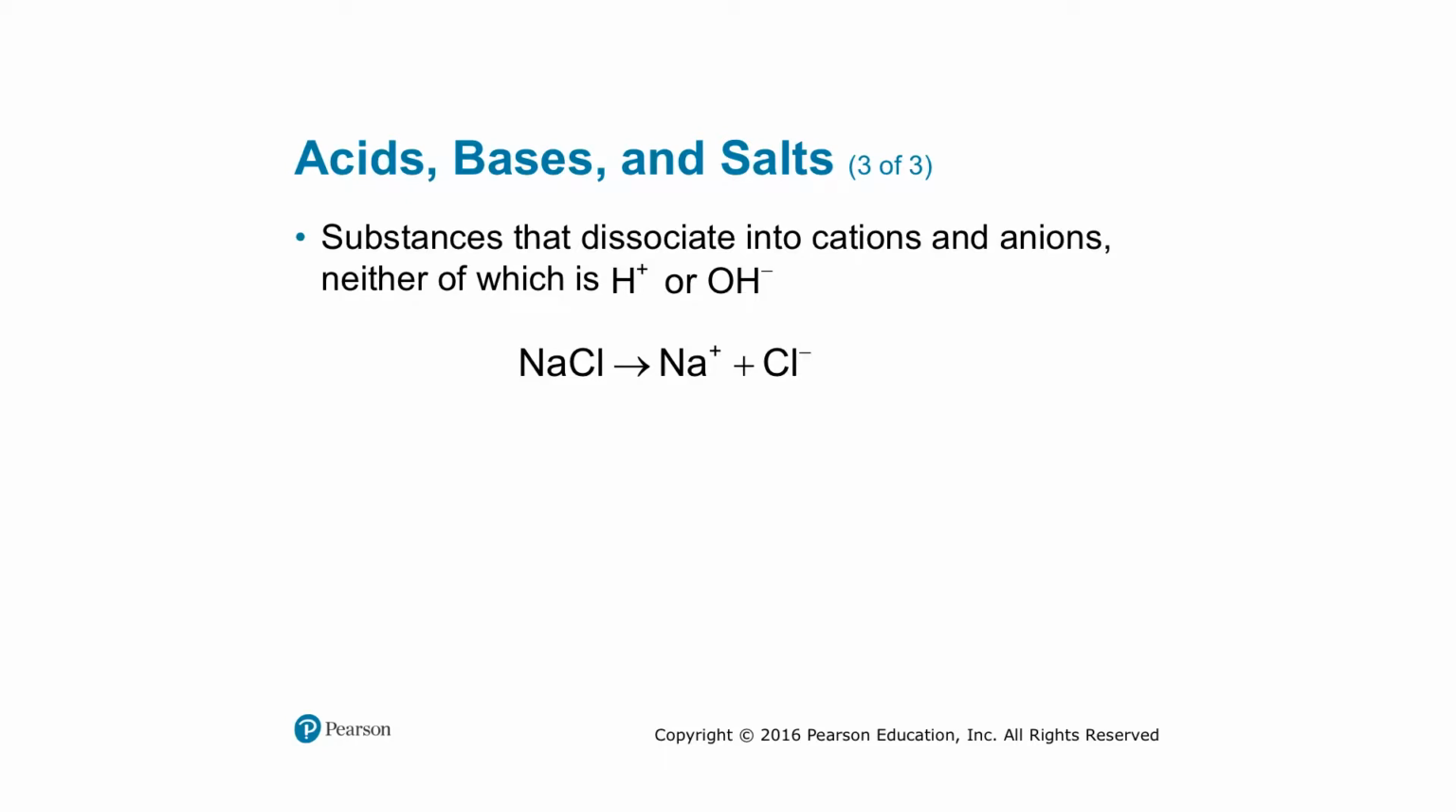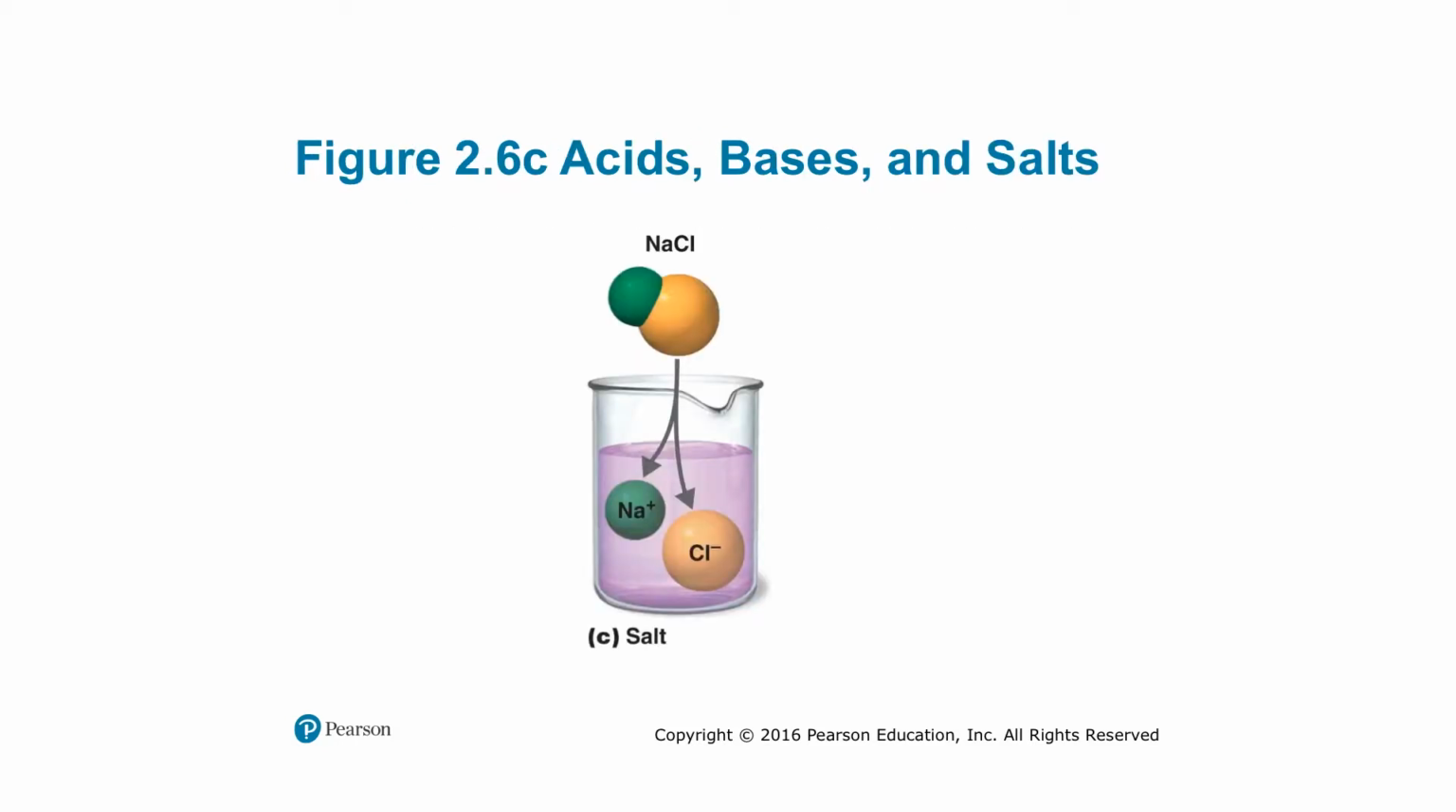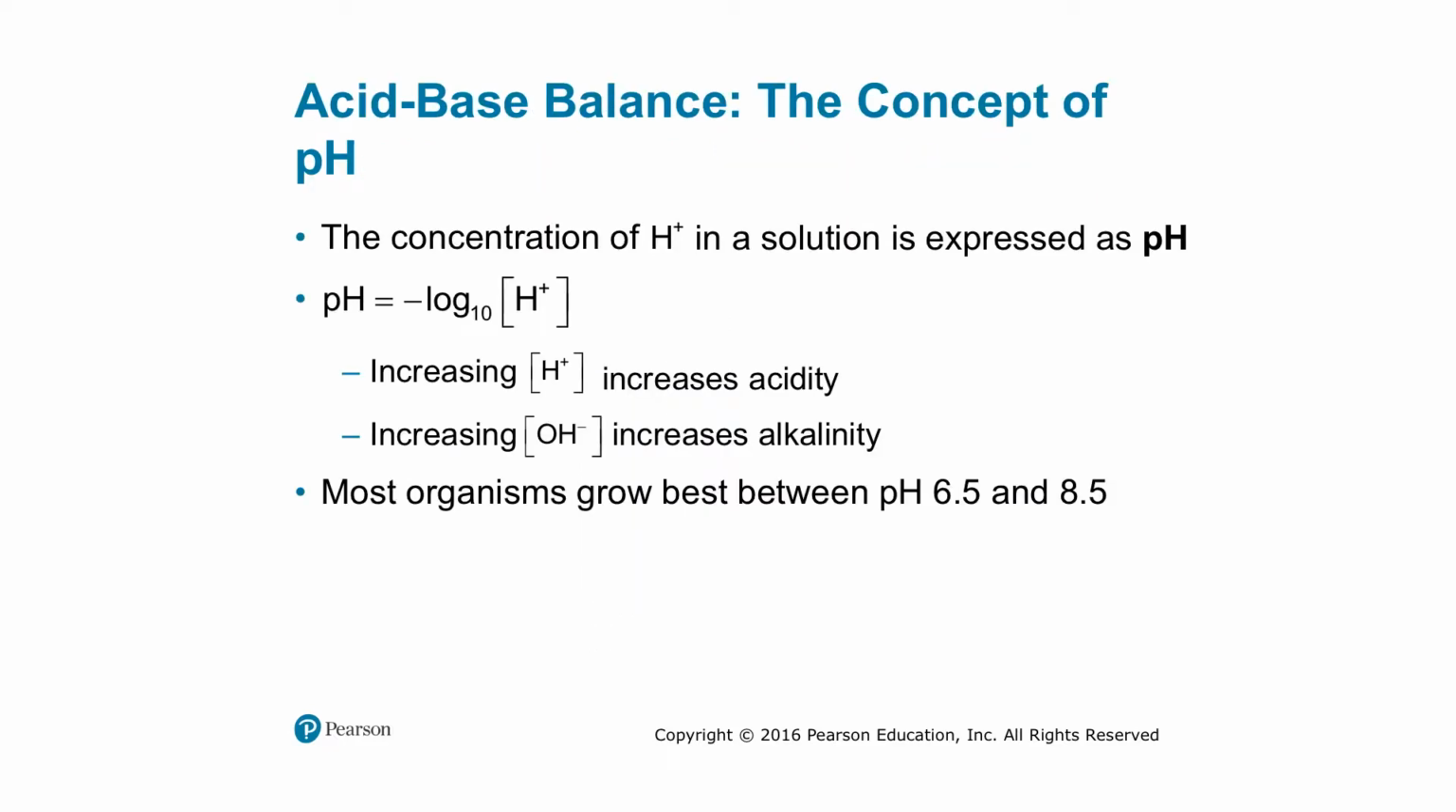And so substances that dissociate into cations or anions, neither of which is hydrogen or the hydroxide ion, the OH minus there, are what we call salts. And so sodium chloride is a salt. So you guys have seen how it forms hydration layers. This is exactly what's going to happen here. Okay, so the concept of pH. This is an interesting concept, and it does involve a little bit of math, but it's an important bit of math because once you understand it, you will completely change how you feel about pH.